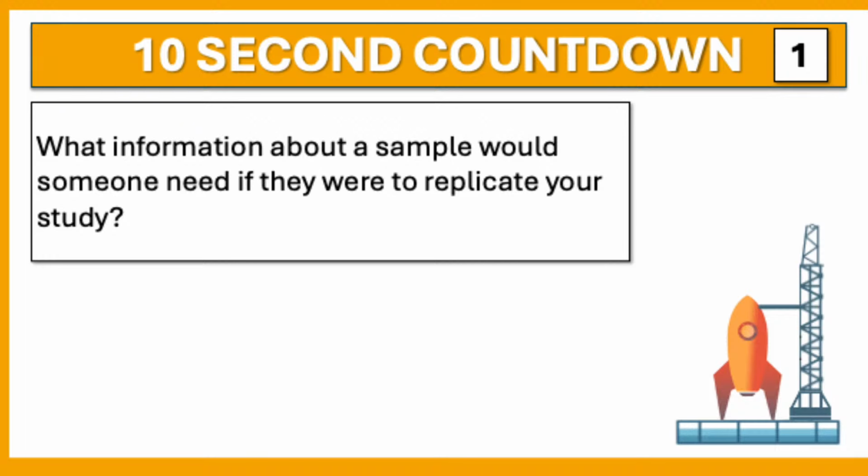So what information about a sample would somebody need if they were going to replicate your study? So this is about the actual sample, not the sampling method, just focus on the sample. What would they need to do if they were going to replicate your study, if they were going to repeat it? What would they need to know?